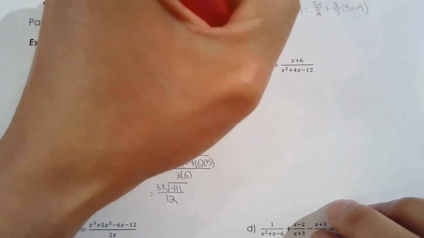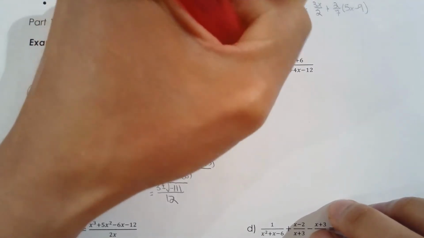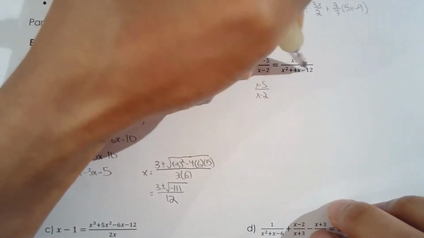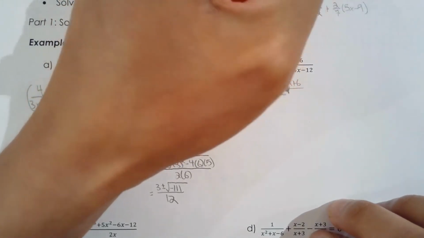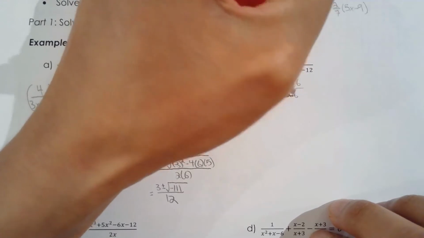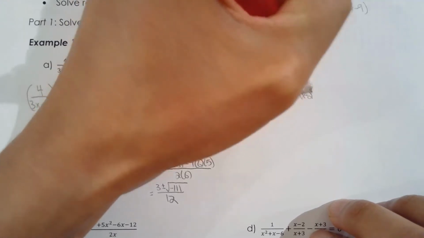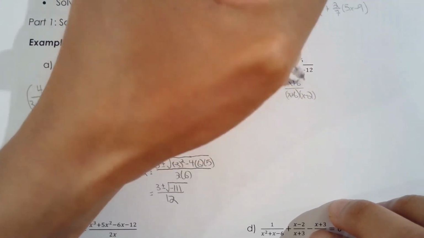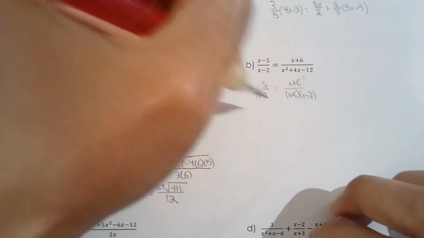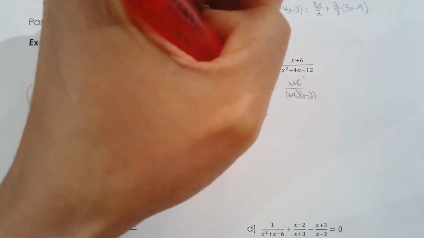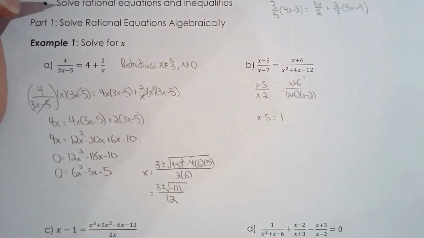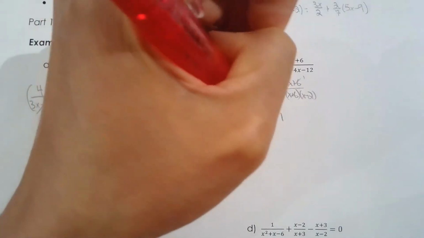So x minus 5, x minus 2, this is x plus 6, and x minus 2. Ooh, beautiful. Because x plus 6 is a common factor. And then you can multiply both sides by x minus 2, which means you're left with x minus 5 equals 1. So x equals 6.